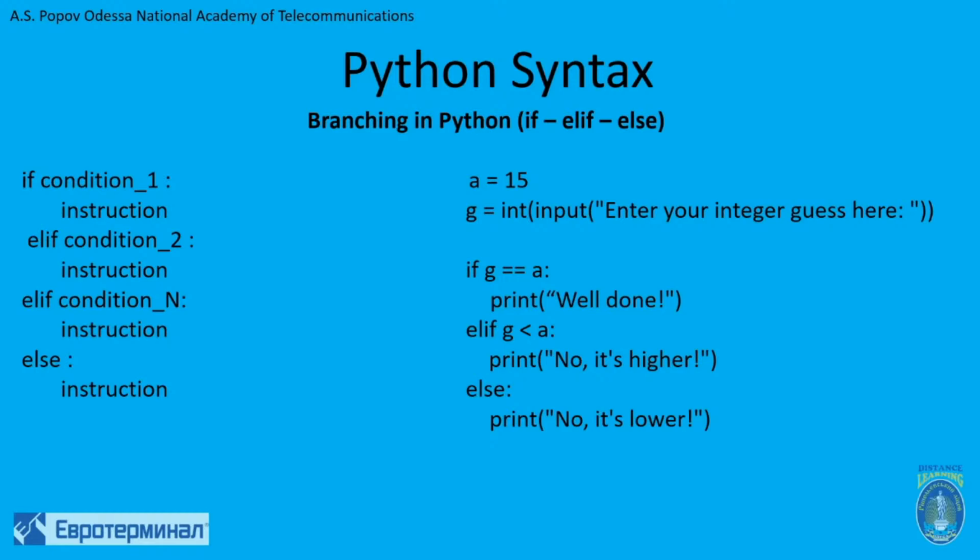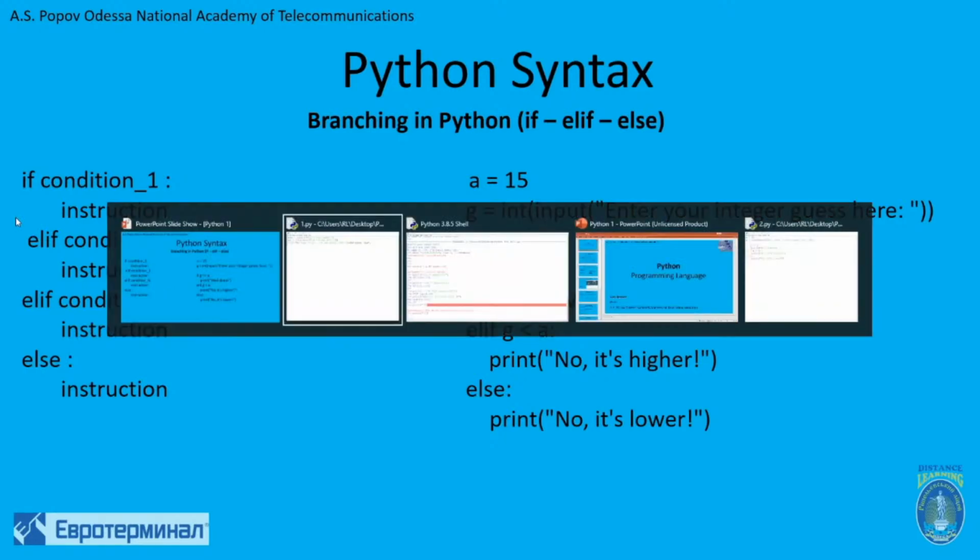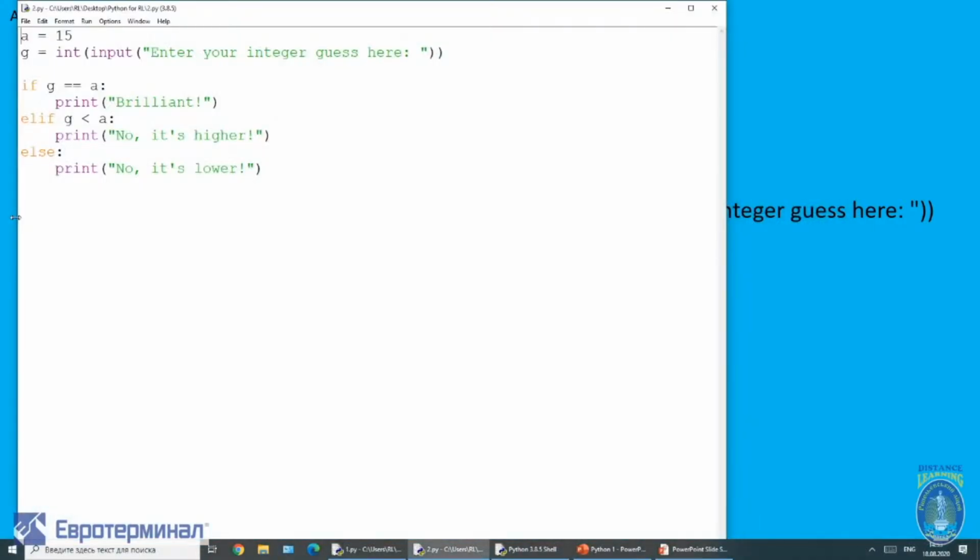Now let's consider a simple example. It's just a game where a user should guess the value. Let's take a look at the second listing. So here is the program. We guess some value and the user should guess it. Our secret value is 15. It is assigned to the variable a. Then variable g is assigned what the user provides through the input command, but since input provides a string, that string is converted to an integer.